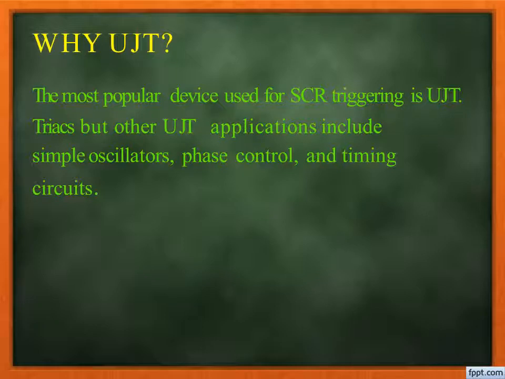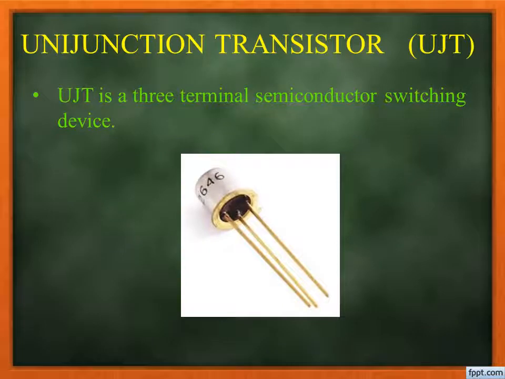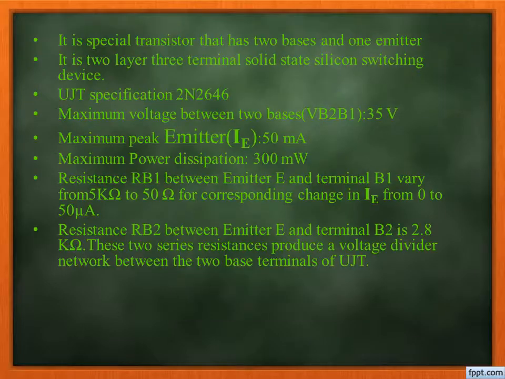Now why do we prefer UJT? We prefer UJT because this is the most popular device used to trigger the SCR and triacs also. But other UJT applications also include simple oscillators, phase control and timing circuits. Now here you can see how the UJT looks like. The serial number is 2N2646, which is a widely used UJT.